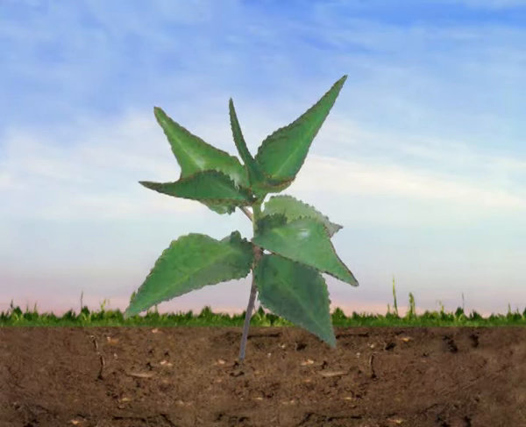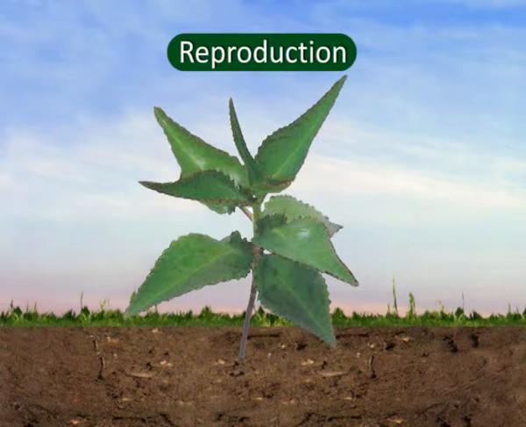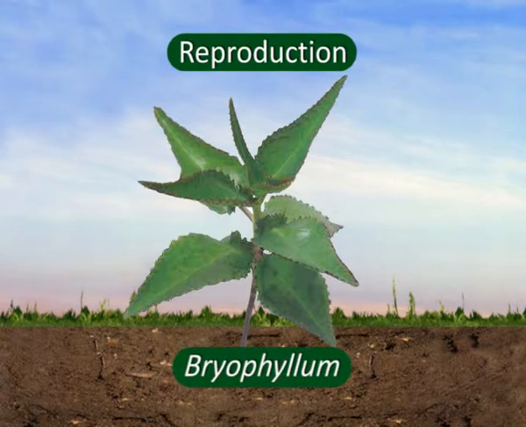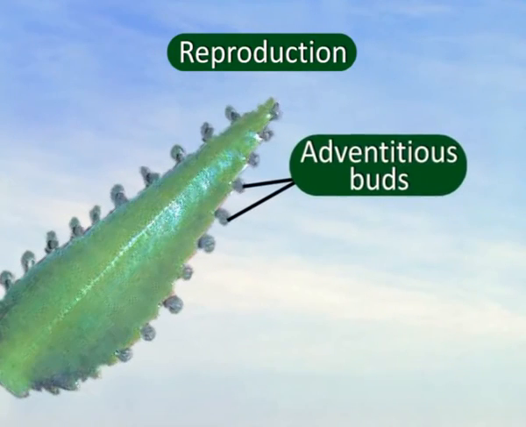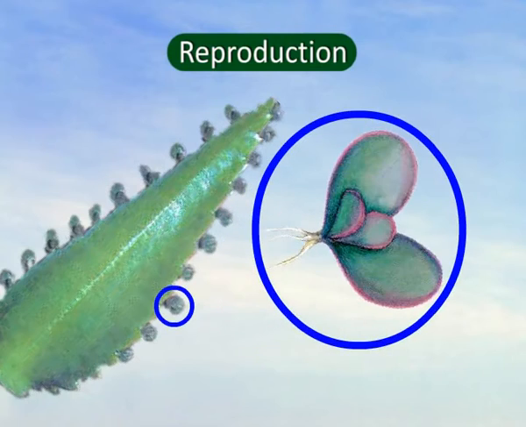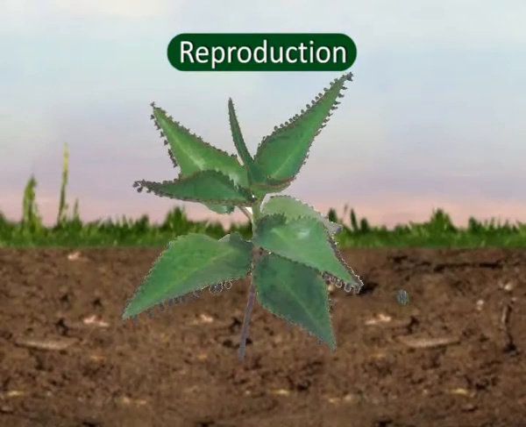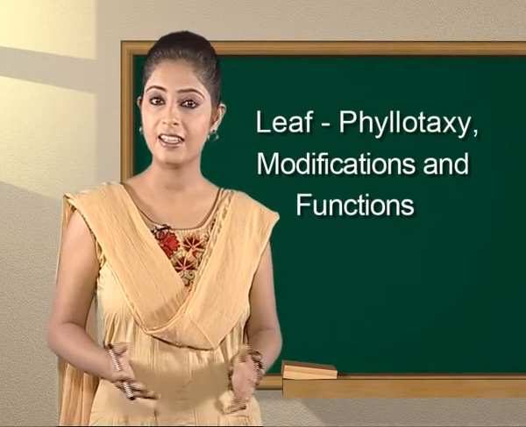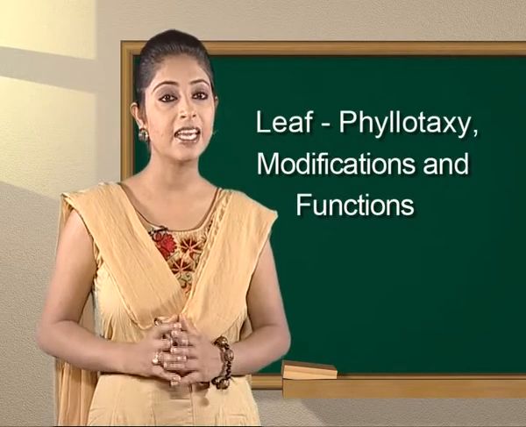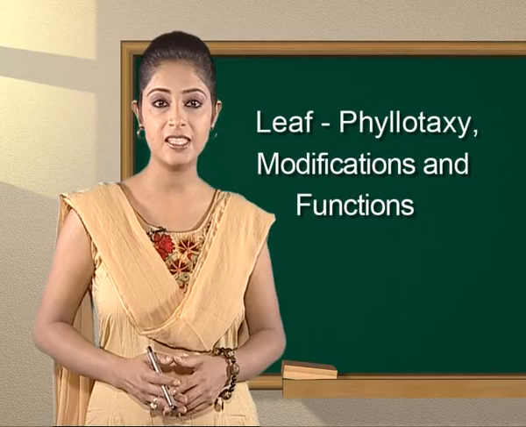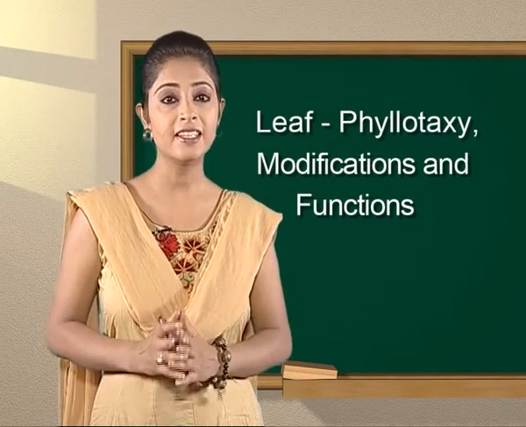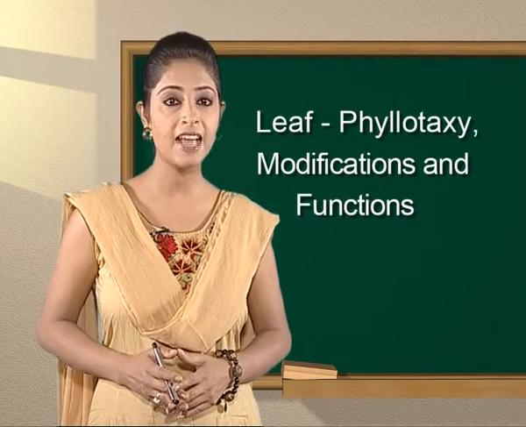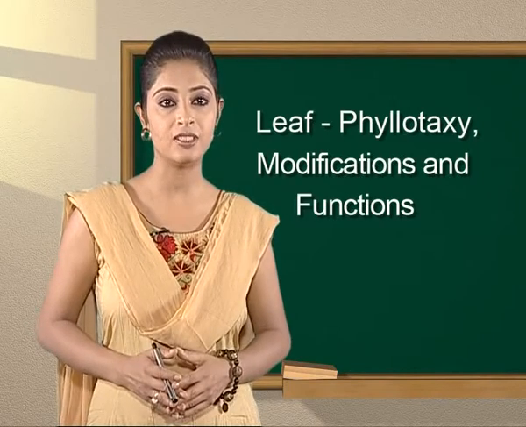Another important function of leaves is reproduction. In some plants like Bryophyllum, leaves bear adventitious buds on them. These adventitious buds grow into a new plant as shown in the visual. So these buds help in reproducing and forming a new plant. Students, this was all about leaves, their arrangement, modifications, and different functions that the leaves perform for their survival and growth of the plant as a whole.